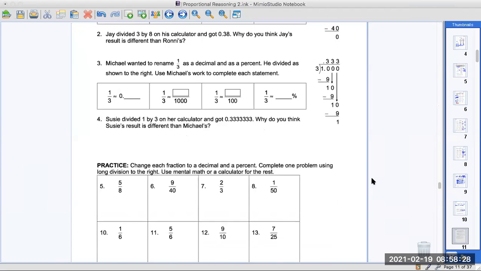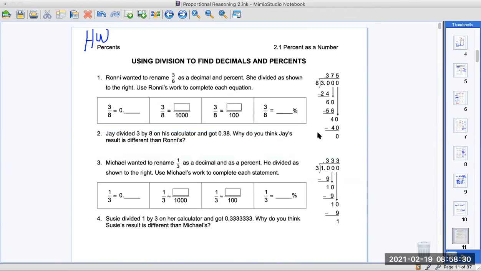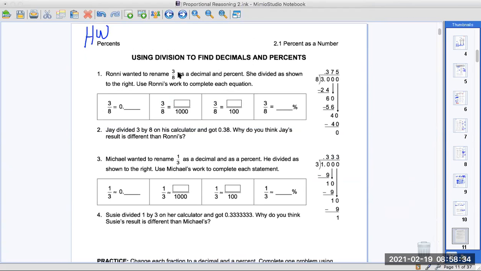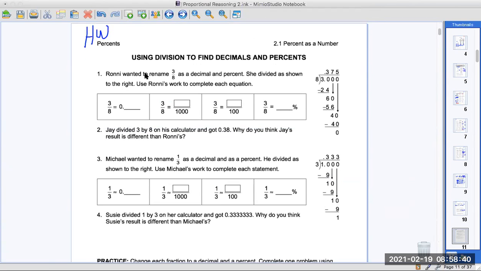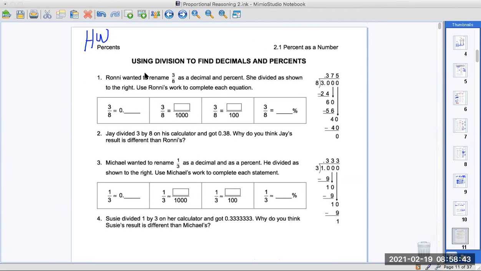I want to start on page 8 because I don't know if I finished this page last video. This one is homework, so put homework on top. And I wanted to make sure you have a calculator. If you don't have a calculator at home, see if you can find one or get one, because you will need it.